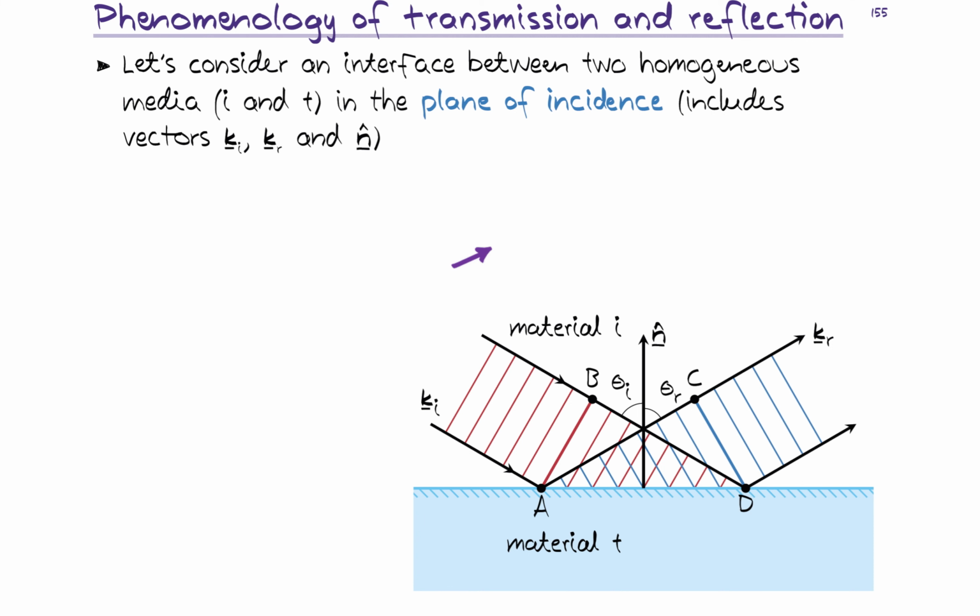So we have the incident plane wave coming in here. The direction of this incident plane wave is defined with the wave vector Ki. Then it is being reflected, and the direction of the reflected plane wave is described with the wave vector Kr. And here we have the incidence angle theta I, and we define that with respect to the surface normal n hat here.